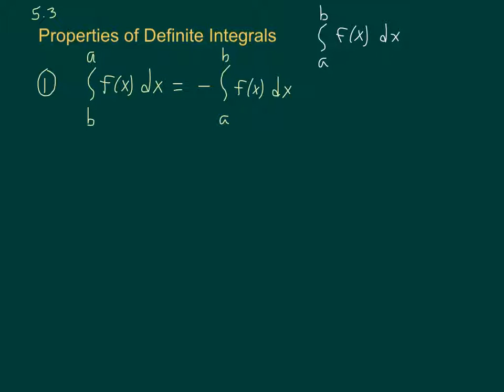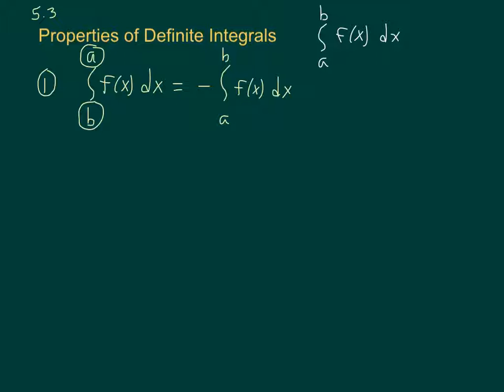Our first one here deals with reversing the order of our bounds. Typically you see the a in the bottom, the b in the top. Remember, the a, or the lower bound, is the smaller of the two. B is the upper bound, which is supposed to be the bigger of the two. Well, if those get reversed, if you have the bigger number on the bottom and the smaller number on the top, then this is equal to the negation of turning it the way it's supposed to be, where a is on the bottom and b is on the top.